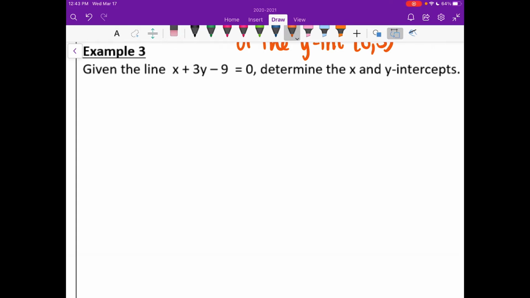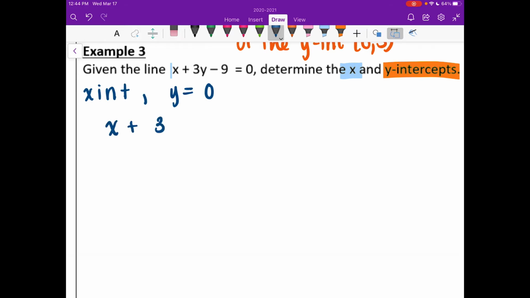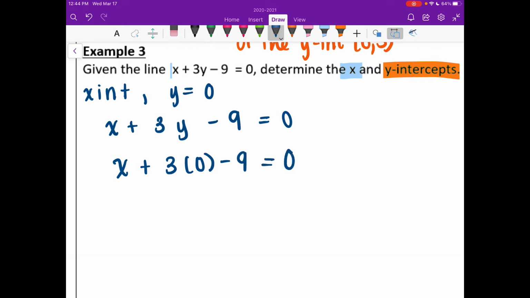Okay, so let's just do this. I'm going to put this in blue, so my x-intercept's in blue and my y is in orange, right? So my x-intercept is when y is equal to 0, right? Then we do x plus 3y minus 9 equals 0. So I'm just going to plug in 0 for the y. So x plus 3 times 0 minus 9 equals 0.